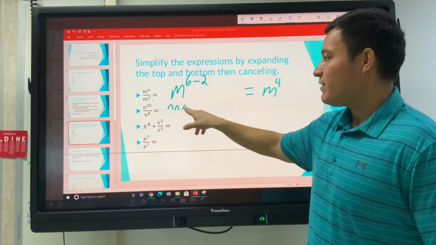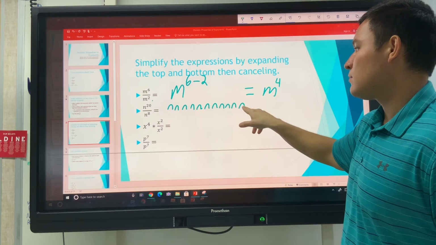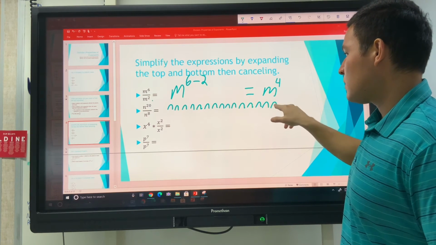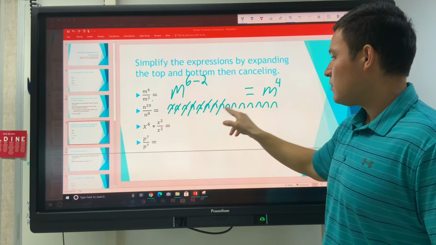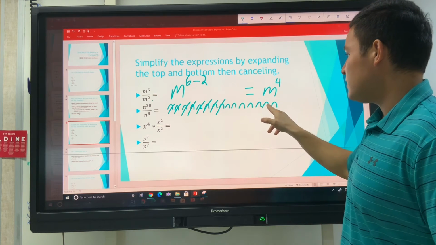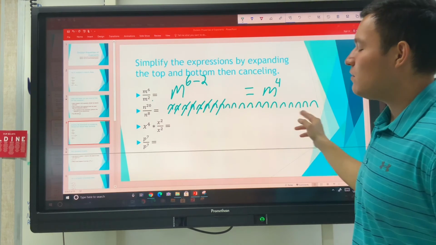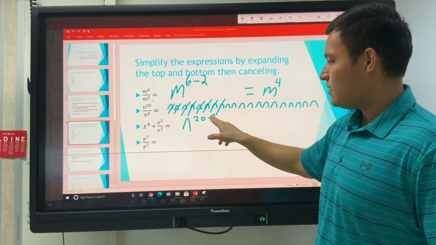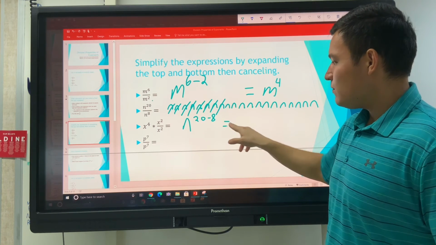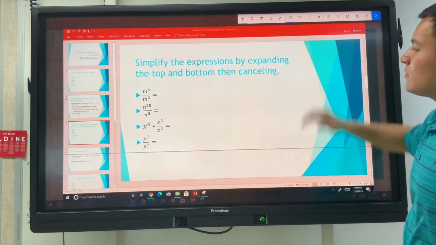Otherwise, you can go ahead and write 20 n's and cancel out 8 of them. 1, 2, 3, 4, 5, 6, 7, 8, 9, 10, 11, 12. I should have 12 remaining because n to the 20th minus 8 will equal n to the 12th.